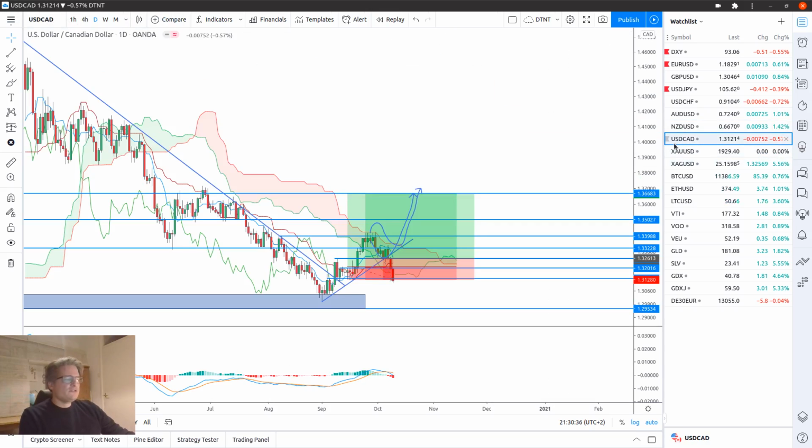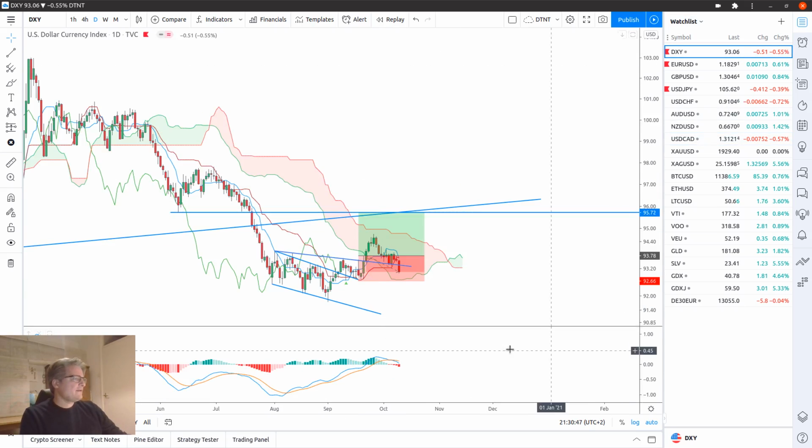Then USD against the Canadian dollar, so the US dollar against the Canadian dollar, we have turned around. The dollar is weakening again. We've seen this here on the dollar index as well.